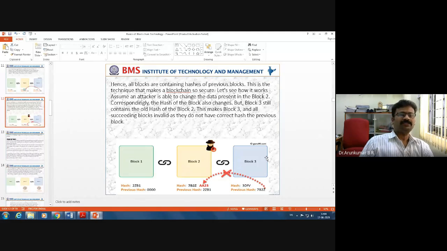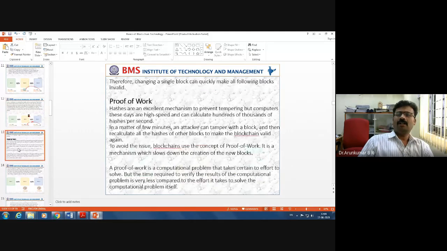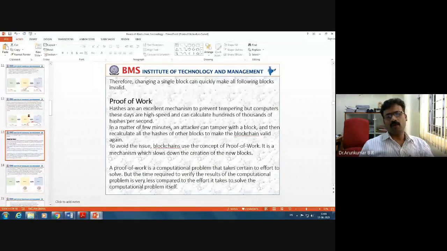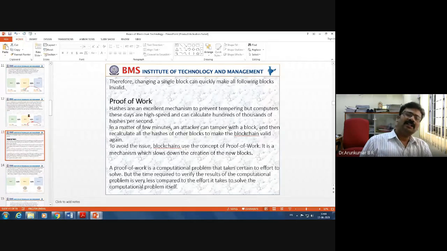Now, suppose a set of nodes involved in the blockchain are powerful computers. In a matter of a few minutes, an attacker can tamper with a block and then recalculate all hashes of the other blocks to make the blockchain valid again. This is a very dangerous situation. Therefore, blockchain technology brings the concept of proof of work.